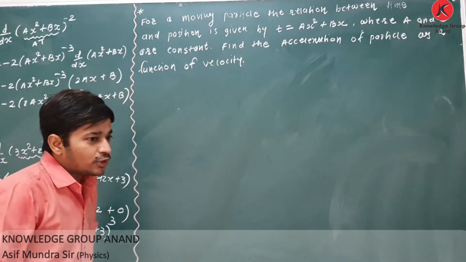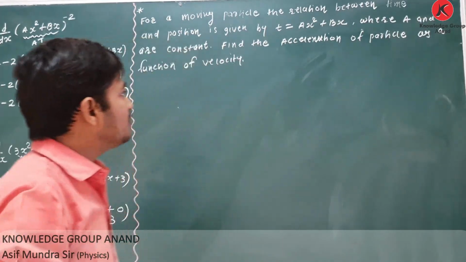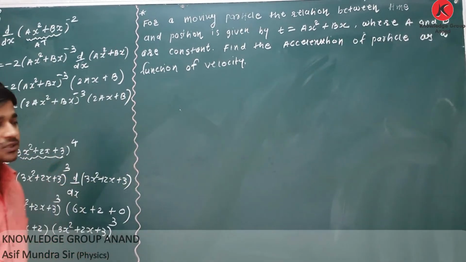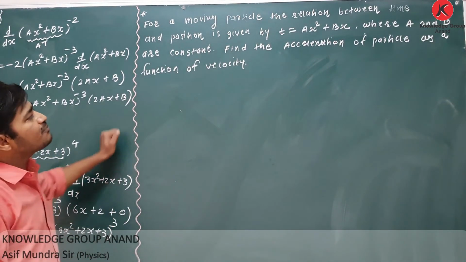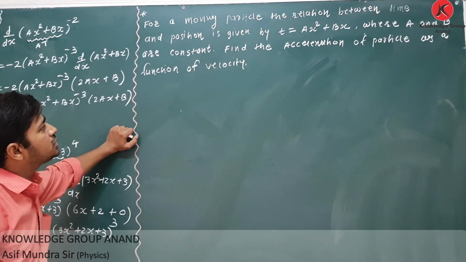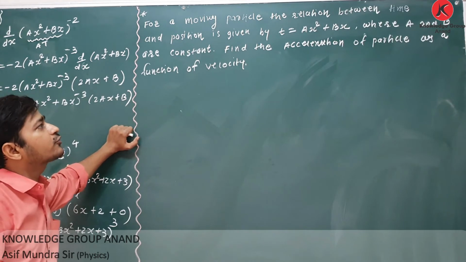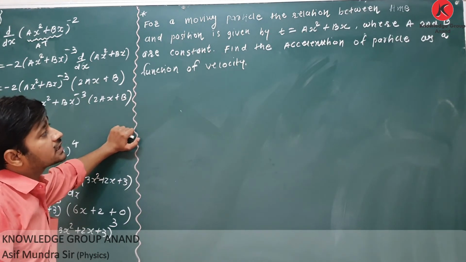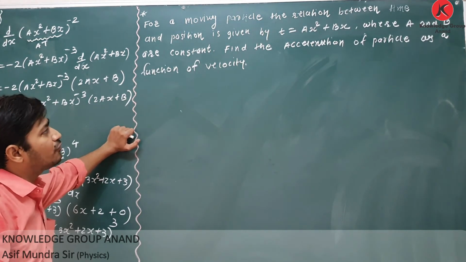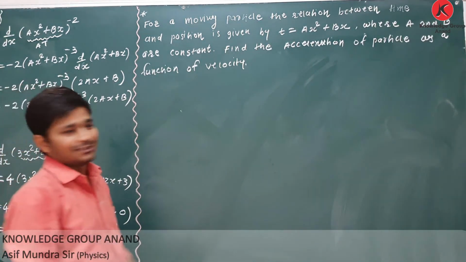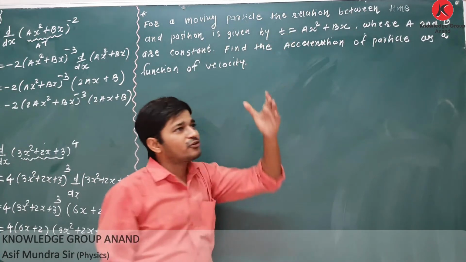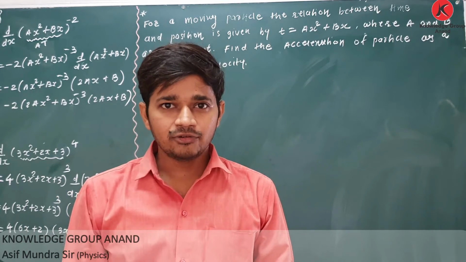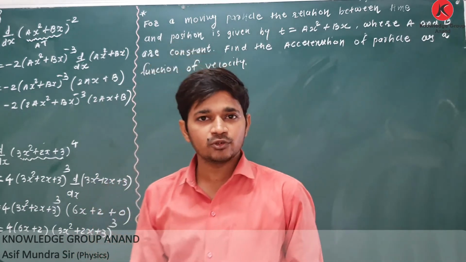Okay, now one question. See, it is a very important question. It will cover more than two concepts. Okay, see, for a moving particle, the relation between time and position is given by t = ax² + bx, where a and b are constants. Find the acceleration of the particle as a function of velocity. Here, what is different? You are given the equation of time and you are asked to find acceleration.